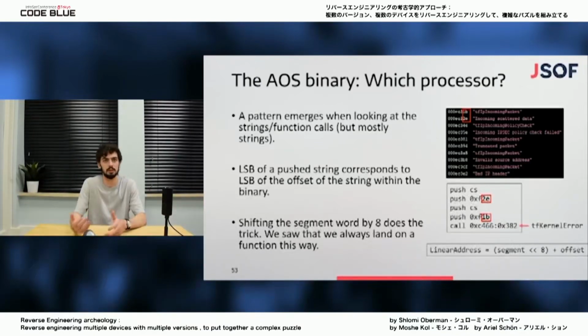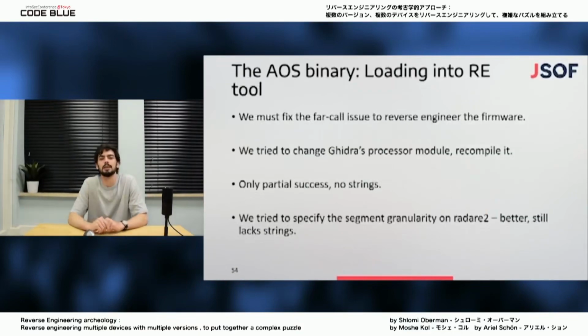Initially we didn't understand exactly why and what this means, but it still worked, so we tried to implement it. First we tried to recompile Ghidra's x86 processor module to support the 8-bit shift, but that didn't really work. We didn't have any string XREFs, and some of the far calls were still broken. We also tried to do something similar in the configuration of Radare, which resulted in a better firmware image, but it still lacked strings and other XREFs.